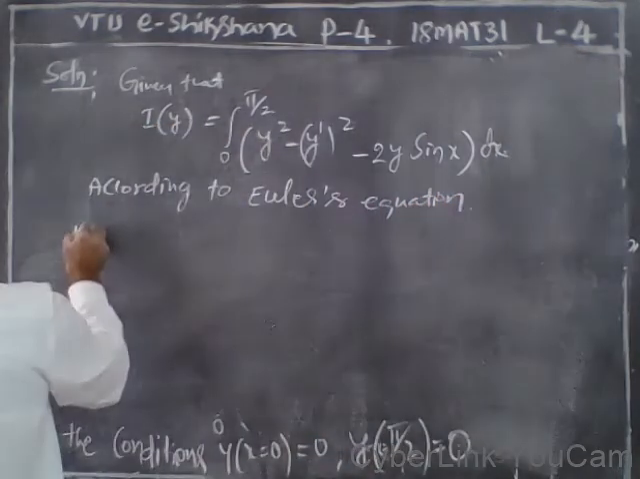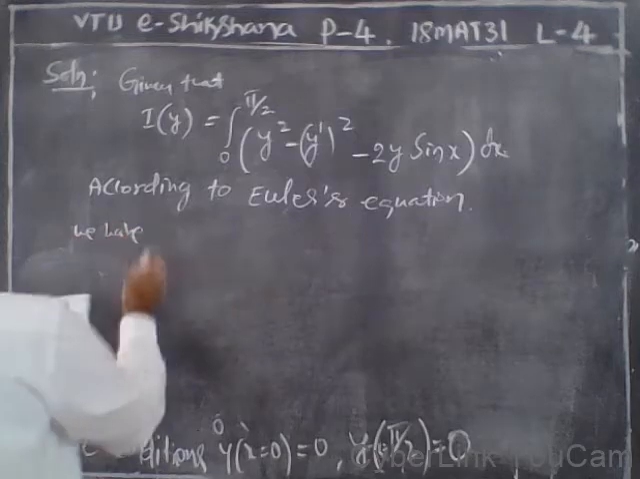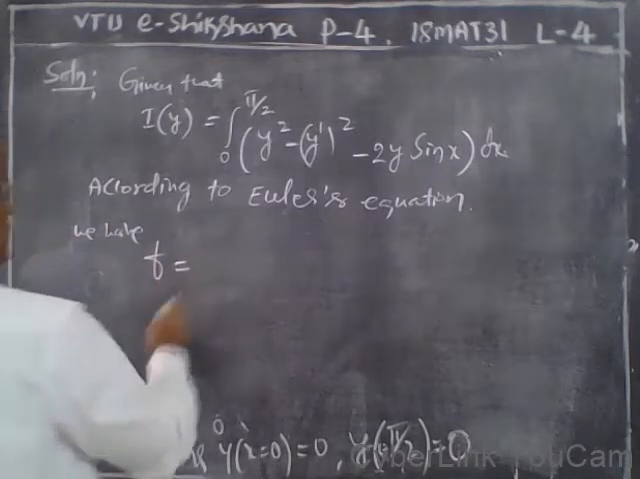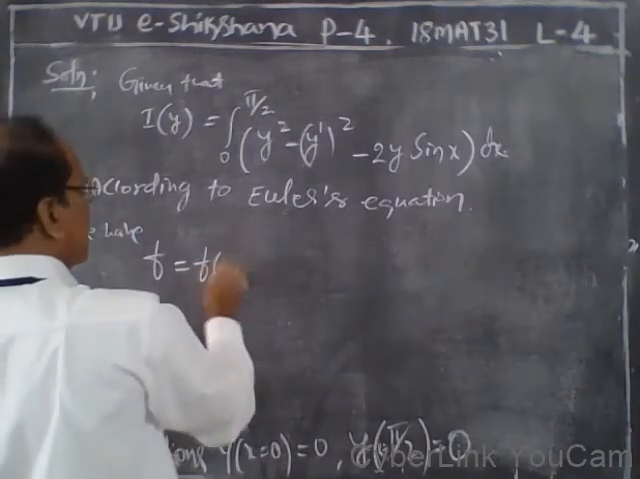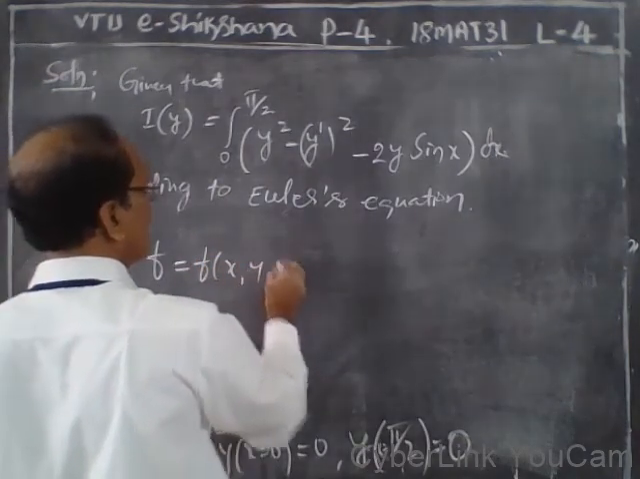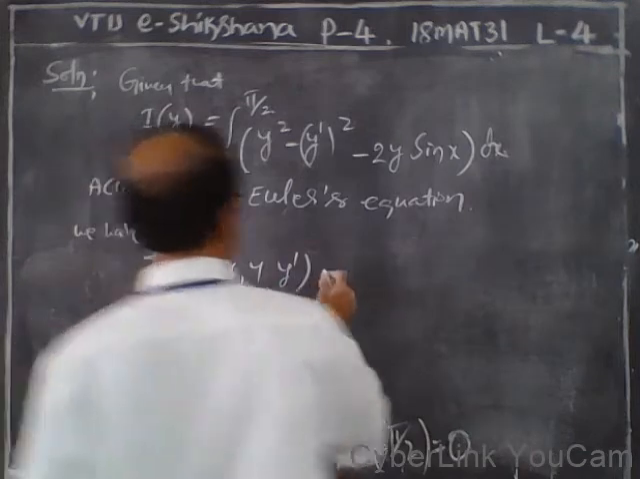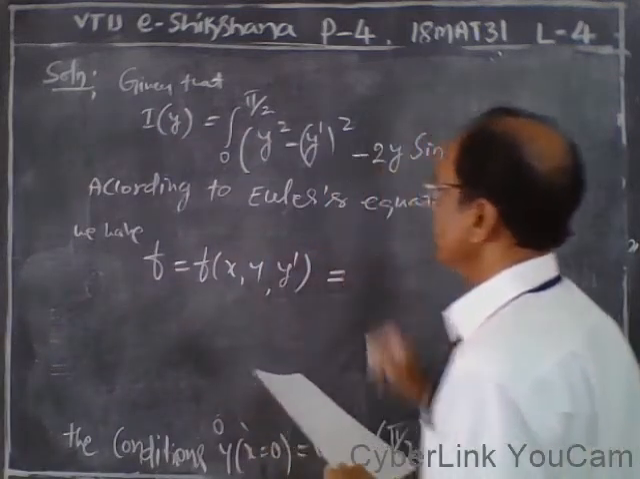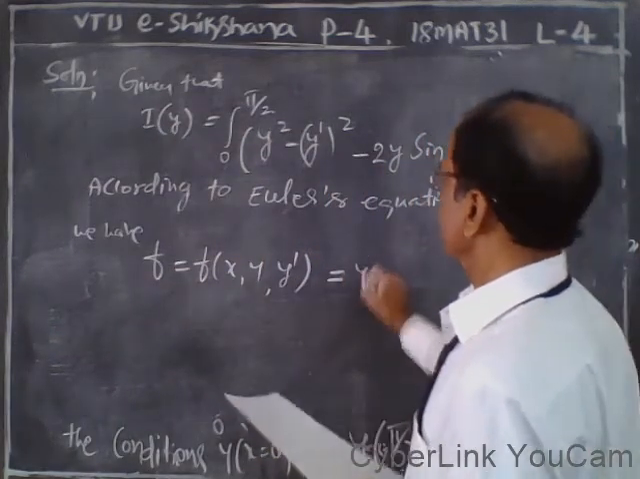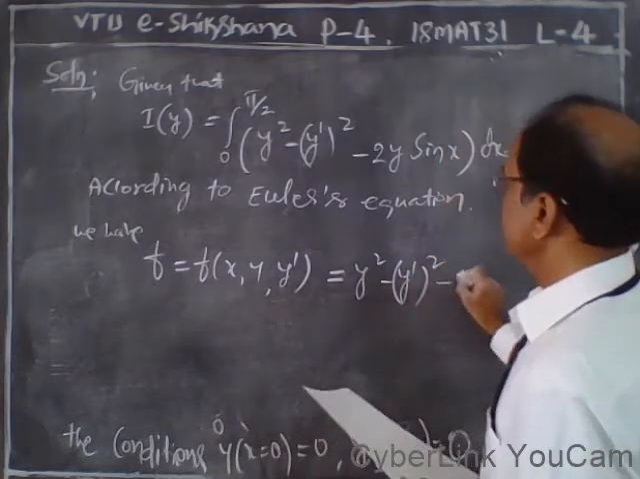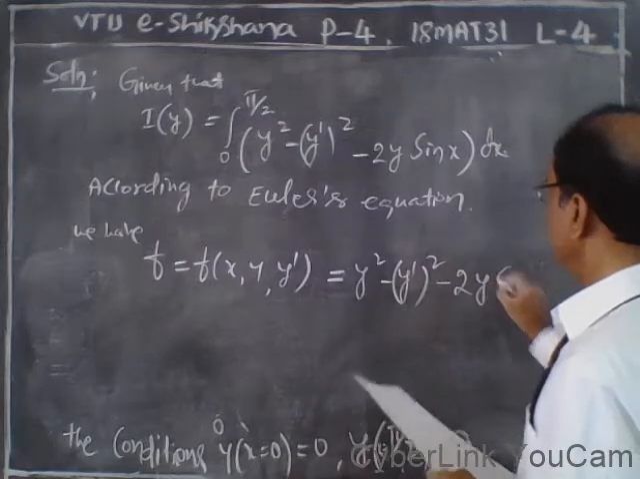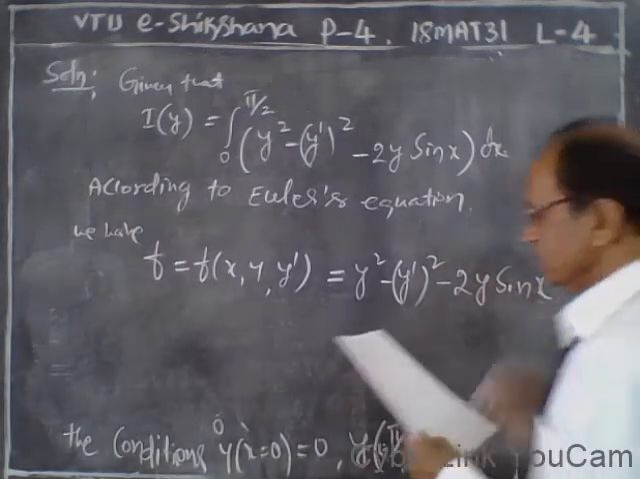Euler's equation, we have f, this is the function under the integral sign, f of x, y, y dash, is equal to y square minus y dash square minus 2y sin x.